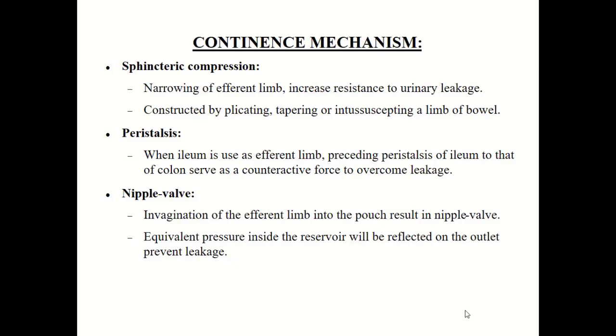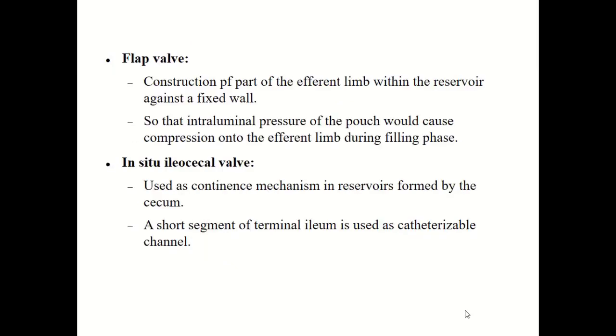Nipple valve. Invagination of the afferent limb into the pouch results in a nipple valve. Equivalent pressure inside the reservoir will be reflected on the outlet to prevent leakage. Flap valve. The afferent limb within the reservoir is constructed against a fixed wall, so that the intraluminal pressure of the pouch would cause compression onto the afferent limb during the filling phase.